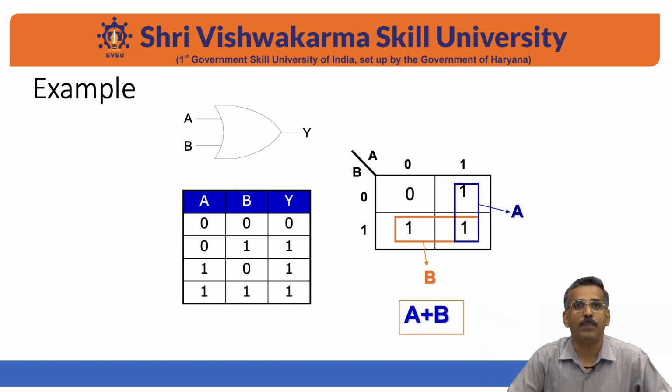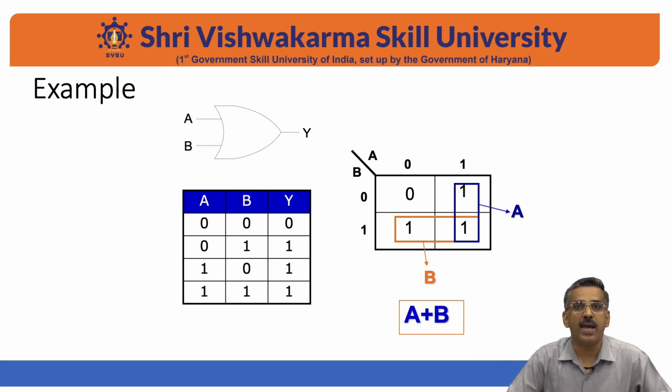Now we will prepare another group, the blue circle. In this case, a is constant while b is changing from 0 to 1. Now the Boolean expression for this group will be equal to a.